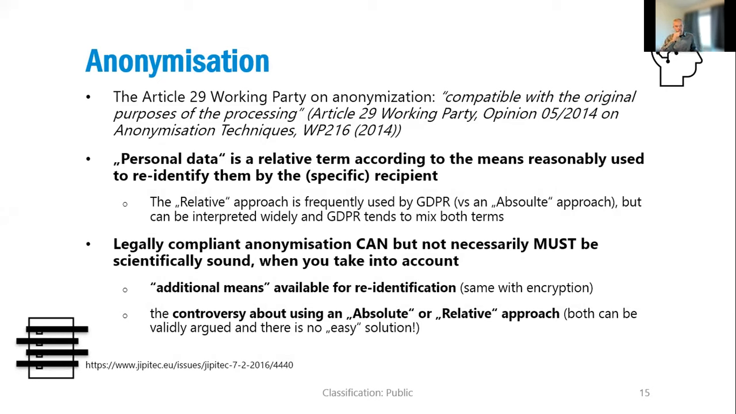There's a very long paper on anonymization techniques by the Article 29 Working Party, which on the one side is good because it establishes that if you have already obtained a data set on a different legal basis, the anonymization of that data set for further use is usually compatible with the original purpose of the processing. So if you have collected data for some other purpose, usually the anonymization and further use of the anonymous data set is compatible with the original purpose. And now that's the next point.